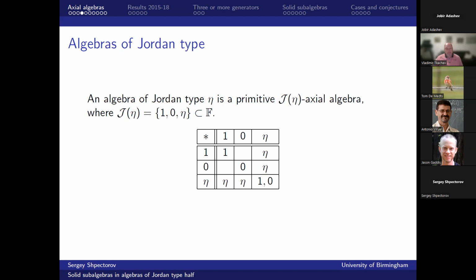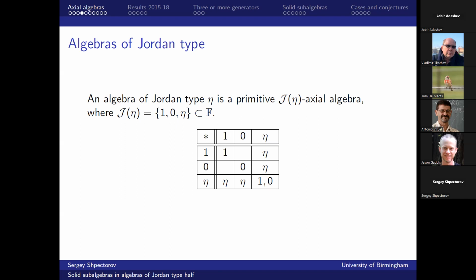Right, so I showed you the fusion law, which I will be mostly concerned with. It is a special case of the more general fusion law, where we allow any number in place of a half, well, any number other than 1 or 0. And algebras of Jordan type are simply primitive axial algebras with such fusion laws. And this basically is, so here the fusion law and the axial property are basically the axioms which define the class of axial algebras.